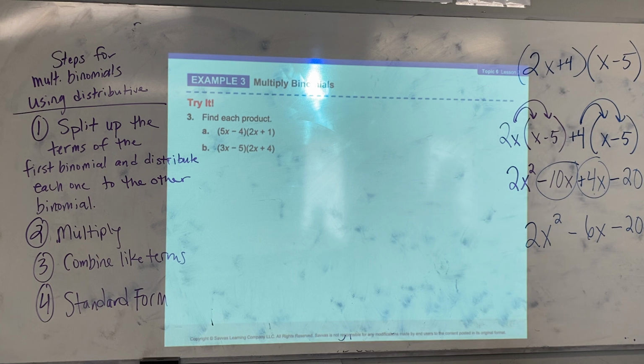So you didn't set it up correctly. It says to split up the terms of the first binomial. So there's the first binomial. Split up these terms. So you have a 5x, and then the negative 4 is in here. Split them up, and then use this as the other binomial. You're really close. It's just supposed to be 10x squared because x times x is x squared. Oh, that's why it's squared.